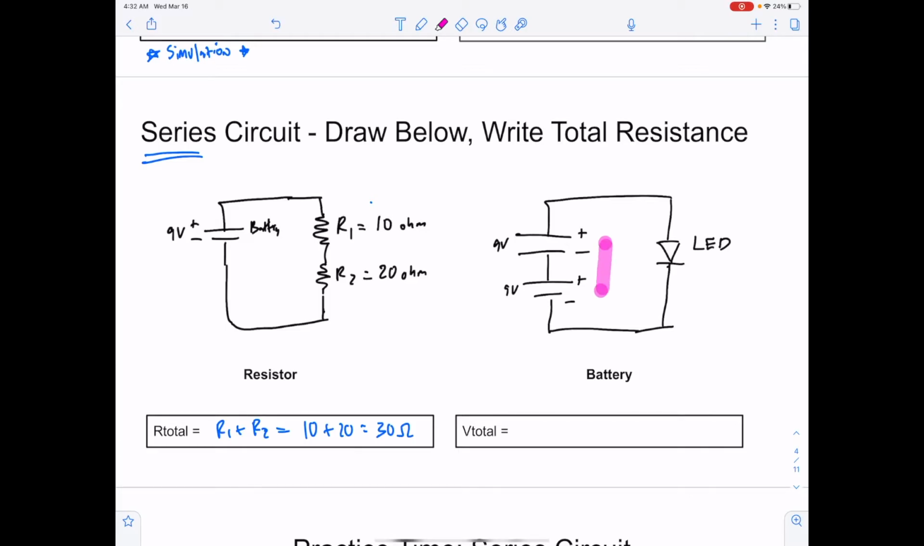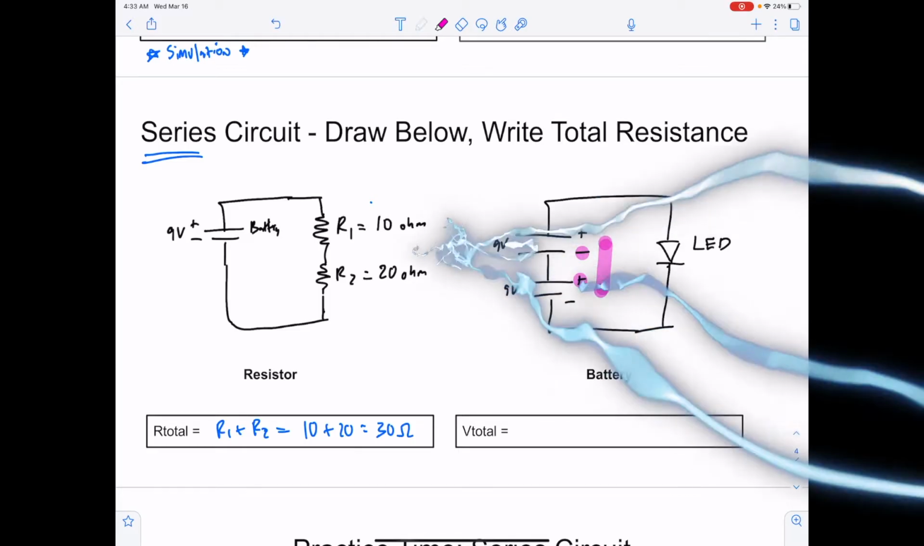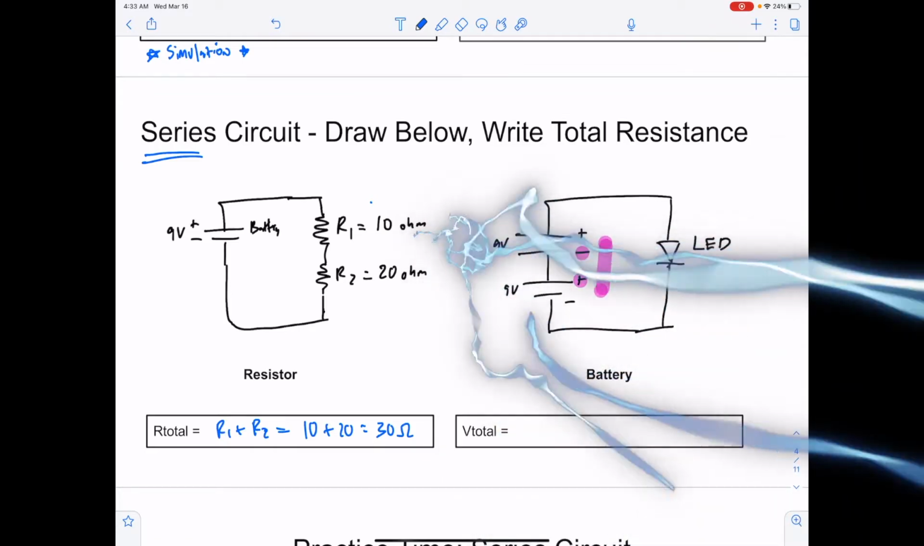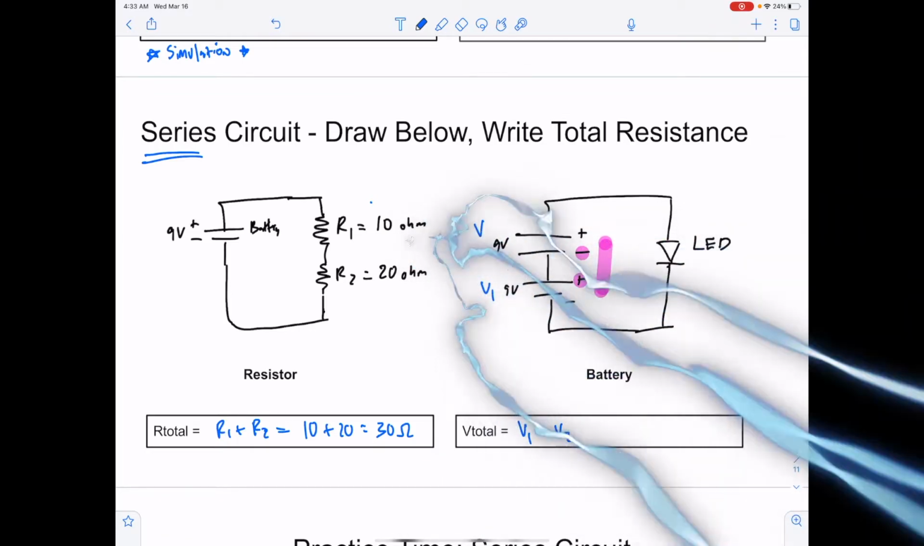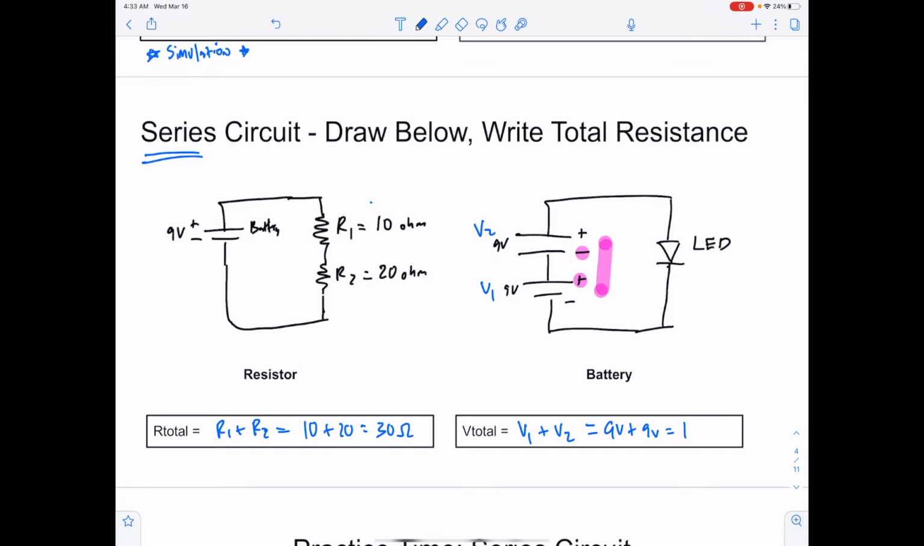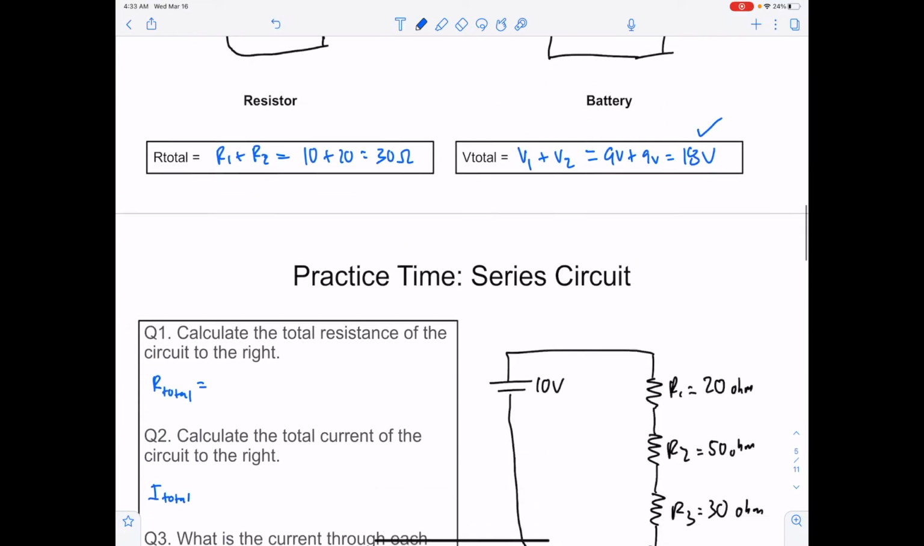So if you had two batteries end to end, positive to negative, then the voltage overall increases, and we'd have, this is battery 1, V1 plus V2. And we get 9 volts plus 9 volts equals 18 volts. Okay, this LED would become quite bright. If our pressure increases, meaning our voltage increases, then our electrical current will increase.